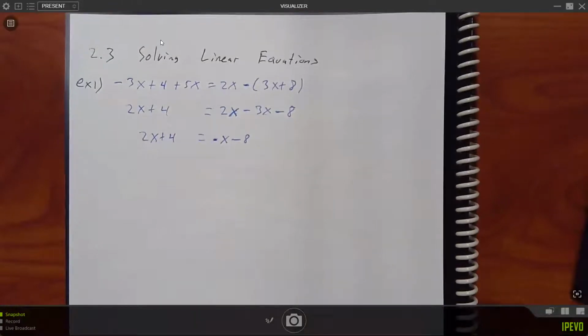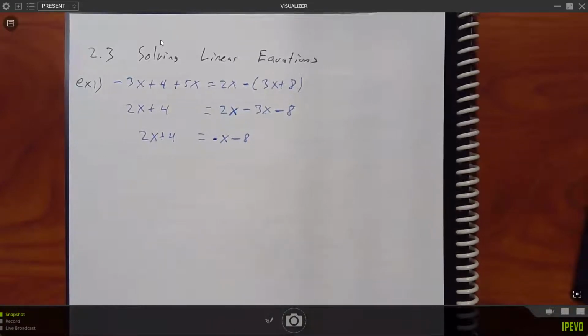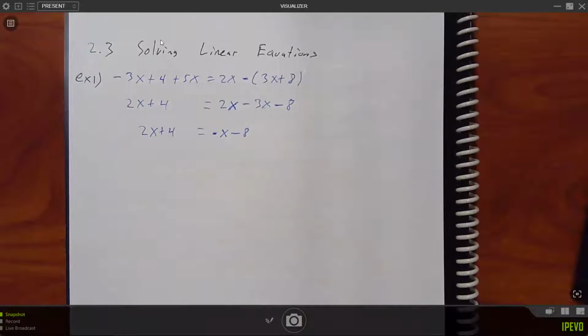Pretty sure the mistakes I'm going to find are sign errors over and over again. So try to get that down. But I know it's going to happen. We'll get it little by little, right?